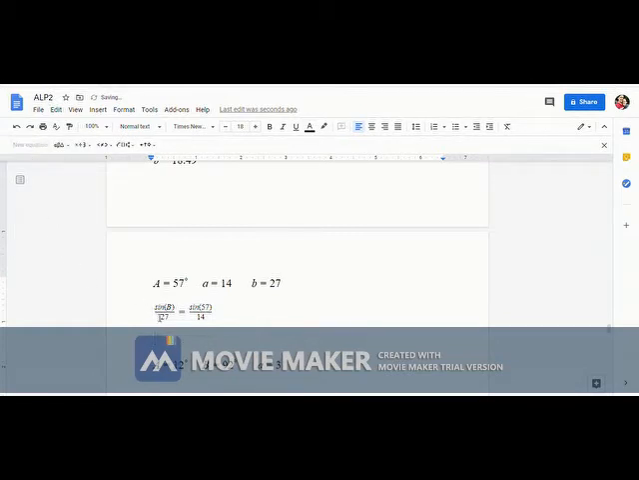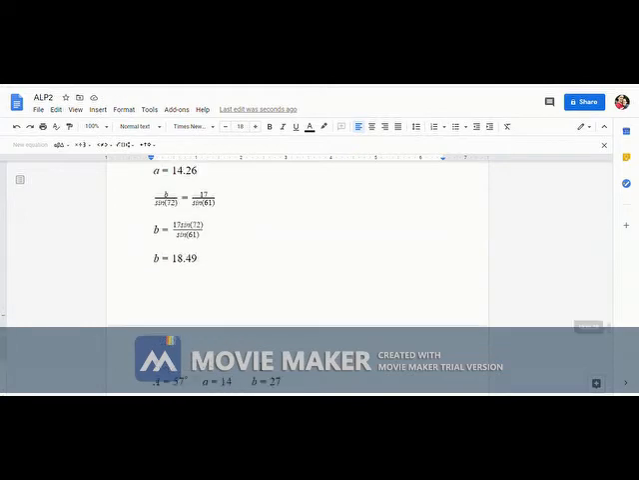Alright, and we'll multiply both sides by 27 to get sine B isolated. So 27 sine 57 over 14. Alright, we put that into a calculator. Sine B equals 1.62.